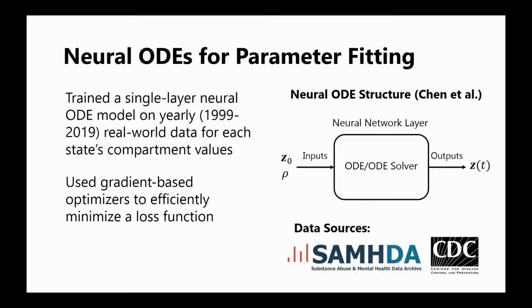So Chen et al. put 2 and 2 together, and they created this neural ODE framework, which basically embeds an ODE solver and the corresponding ODE problem into a neural network layer. And this makes it easy for us to train a single layer neural ODE model on yearly real-world data for each of the state's compartment values to get the parameters. And we used gradient-based optimizers to efficiently minimize a loss function to make sure our model's predictions are close to the real-world data. In terms of data sources, we use data from the Substance Abuse and Mental Health Administration and the Center for Disease Control.